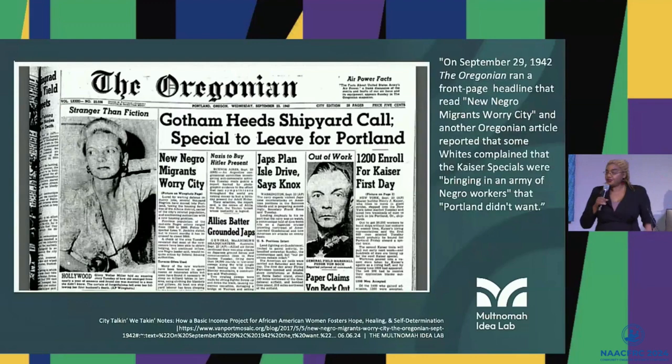And this is an article from the Oregonian about how we don't want people, the Kaiser specials. Kaiser was the shipyard magnate, and it's the same Kaiser that started Kaiser Permanente. So the Kaiser specials are bringing in all these Black people, which they didn't want. The Housing Authority of Portland decided that they could stop the influx of Black people by not building enough housing. It's a terrible solution to the problem. We still have housing problems as a result.